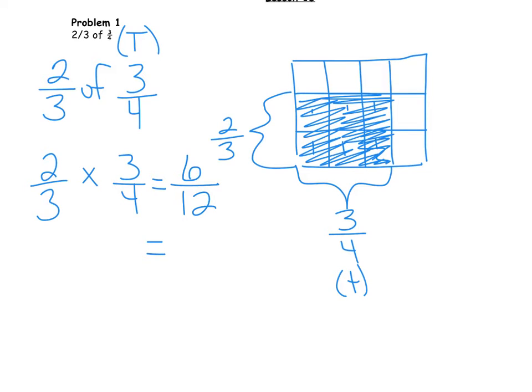I can simplify 6/12. I know that 6 can go into 6 and 12, so 6 divided by 6 is 1. 12 divided by 6 is 2. So 2/3 of 3/4 is equal to 1/2. Remember, we have to get into simplest form. So if it's not in simplest form, I can't accept it. Make sure you showed all your work.